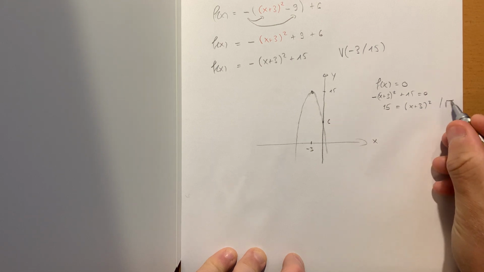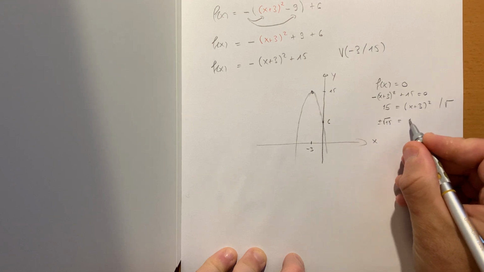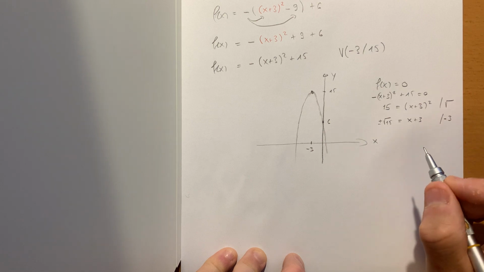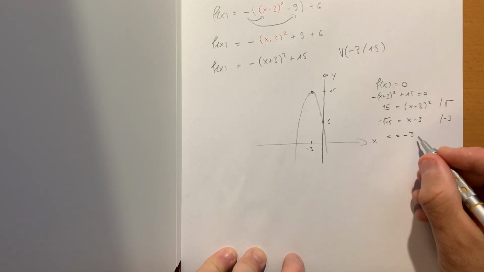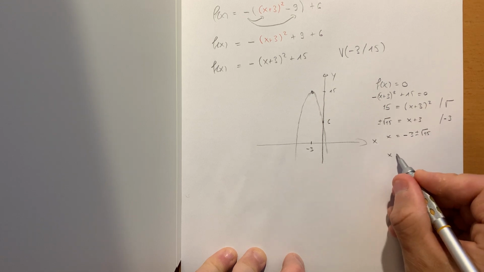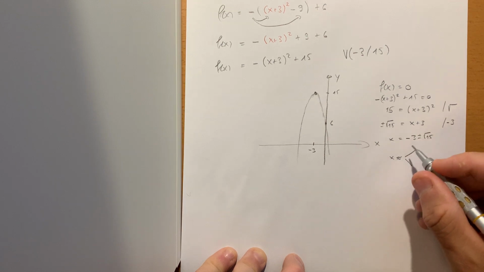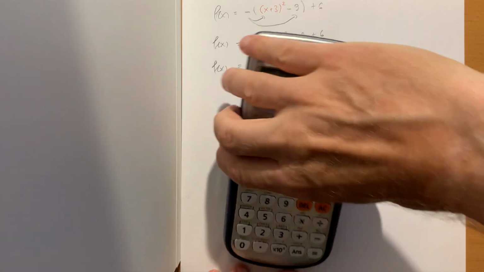Now you can take the square root. So it's plus minus the square root of 15, x plus 3. Now on both sides we subtract 3, so x is equal to minus 3 plus minus the square root of 15. So that's two solutions. And here, as an approximation, this is with the plus, this is with the minus. So let's just work this out.